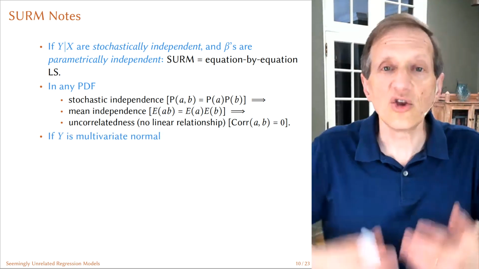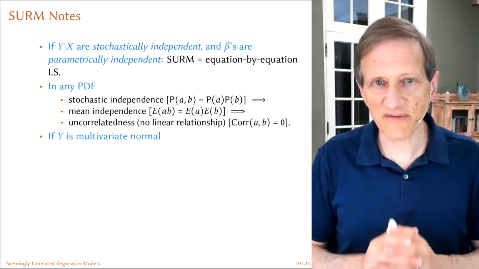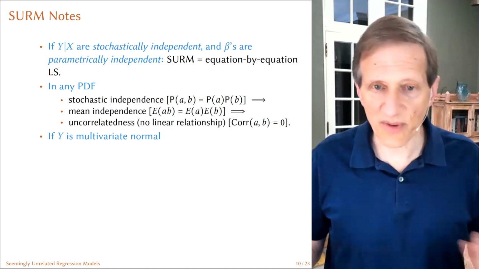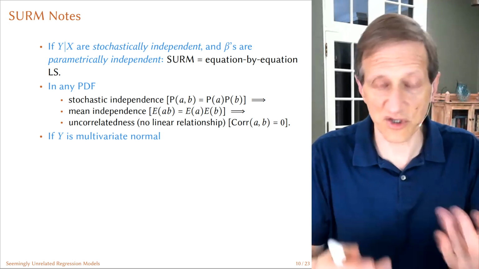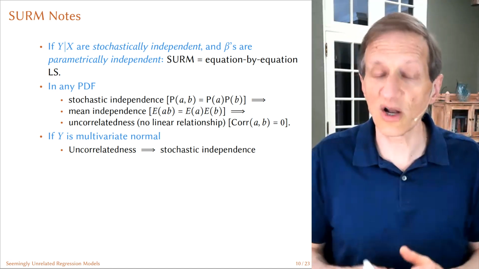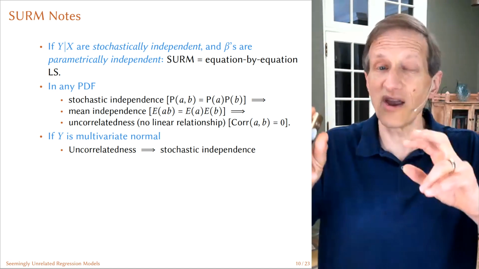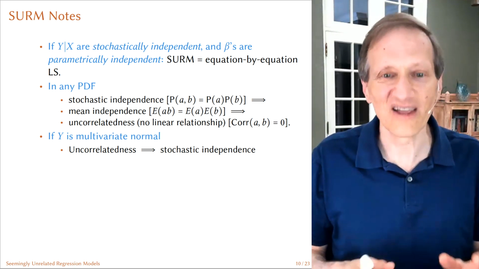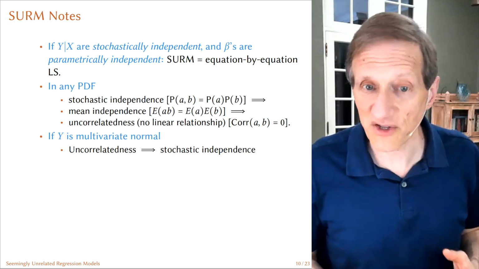If, however, you went ahead and you said, I'm narrowing down from any probability density function to just the multivariate normal, well, in the multivariate normal, the only relationship among the variables is linear. That's the only way you can have a relationship, just by assumption. So if you have no linearity, if you have uncorrelatedness, you get mean independence and you get stochastic independence for free. Now, it's not really for free because it's by assumption. You made the assumption when you chose multivariate normal. But nevertheless, you only have to test for uncorrelatedness if you've already made the assumption of multivariate normality.